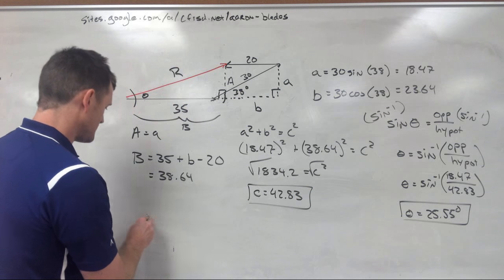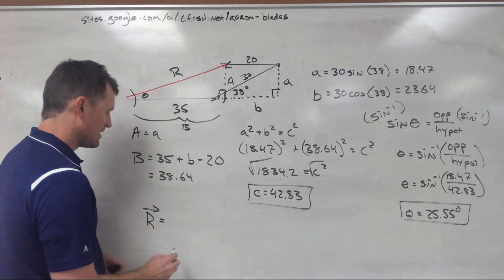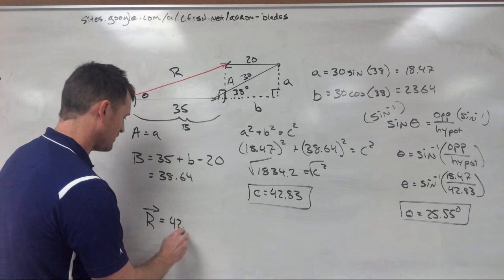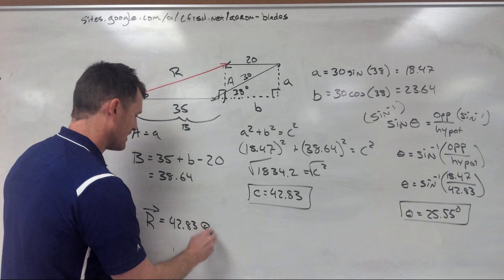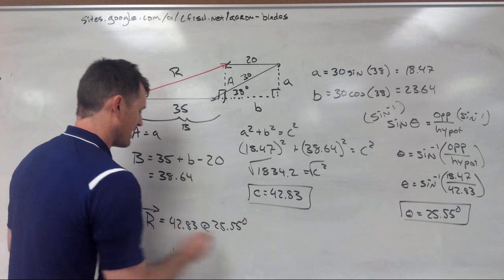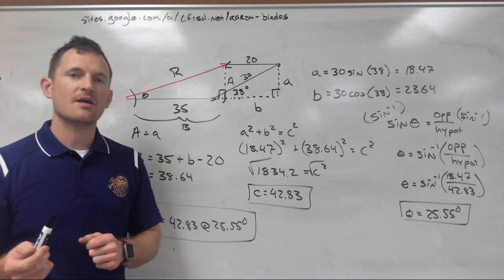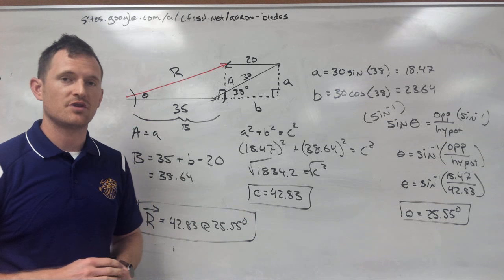We can write this as r with a little arrow over it equals 42.83 at 25.55 degrees. Okay, now I know that was complicated, but trust me, you can get this if you try.